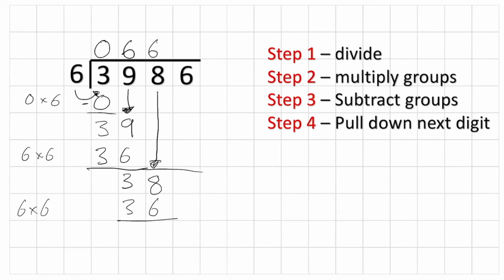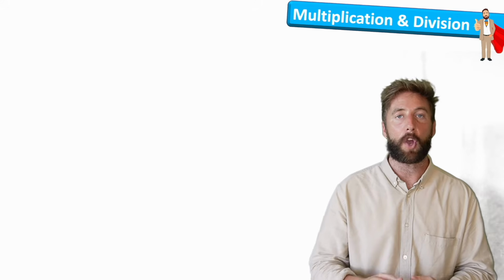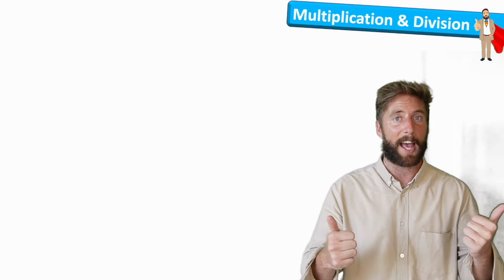38 subtract 36 is 2. Bring down my 6. How many 6s do we have in 26? I have 6, 12, 18, 24, so I can take 4 whole groups away, and 4 times 6 is 24, leaving me with 2. 2 is smaller than 6, so therefore we can't take a group of 6 away, so that's going to become a remainder. Simple. So there we go, that's our written method for multiplication and division.